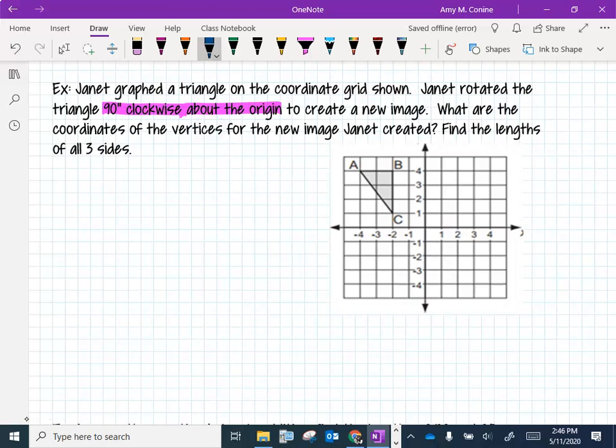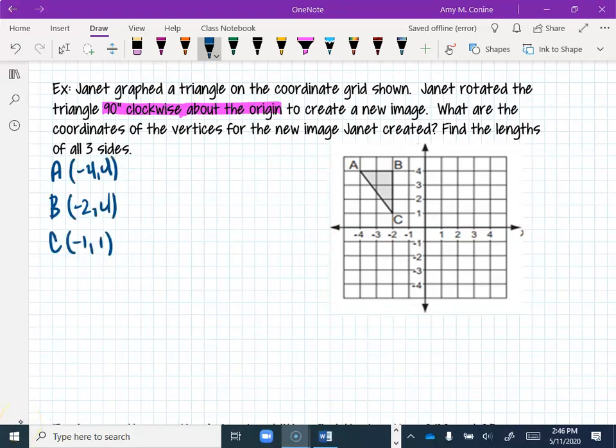So the first thing, as always, we need to find our points for our pre-image. So go ahead and take a look at your graph and find those points. Okay, if you found your points, you should have A at (-4, 4), B at (-2, 4), and C at (-2, 1).